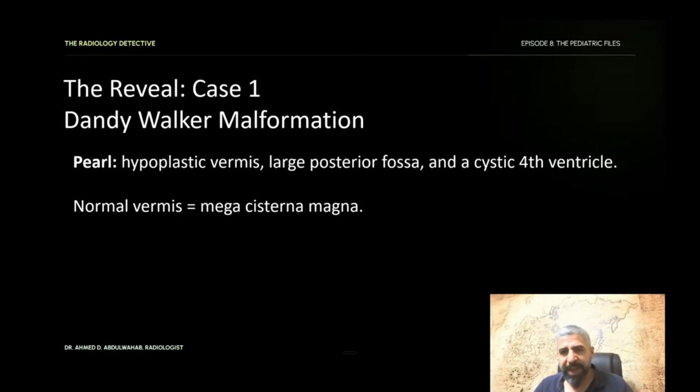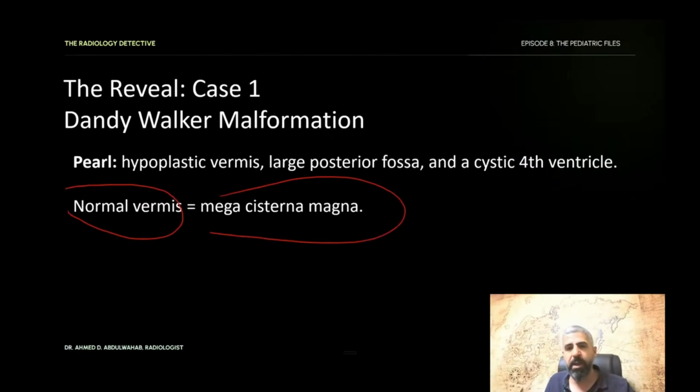So this is a classic Dandy-Walker malformation. Pearl. It's a triad of hypoplastic vermis, large posterior fossa, and a cystic fourth ventricle. If the vermis is normal, you're just looking at a megacisterna magna. So be a detective, find the vermis. If it's a normal vermis, it's a megacisterna magna, nothing else there.